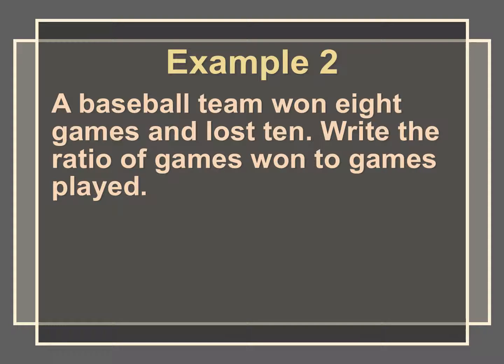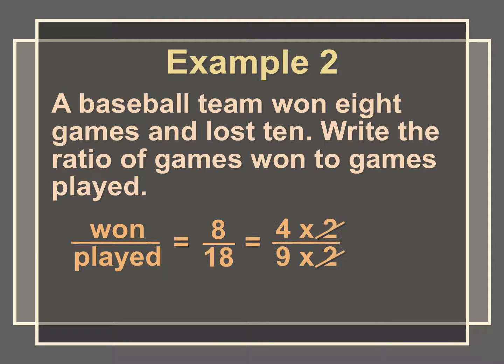So let's look at an example of ratio in a different scenario. We're going to talk about a baseball team. They won 8 games and lost 10. So we want the ratio of games won to games played. They won 8 games, but we want to compare it to the number of games they played. If they won 8 and lost 10, that means they played 18 games. So the ratio of games won to games played is going to be 8 over 18. If we reduce that, that ratio is 4 to 9. So they won 4 games for every 9 games played.